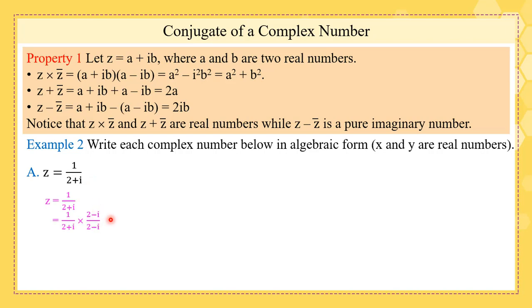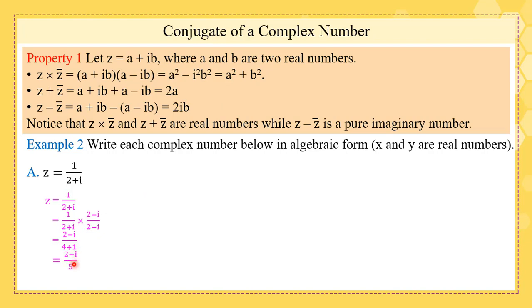And this looks like rationalizing the denominator that you took in previous classes. And in this case, if we just simplify, we get 2 minus i in the numerator. And in the denominator, this is of the form z times z bar, which is a squared plus b squared. So it will be 4 plus 1, which is 5.